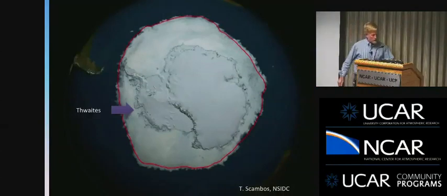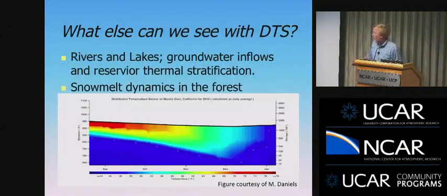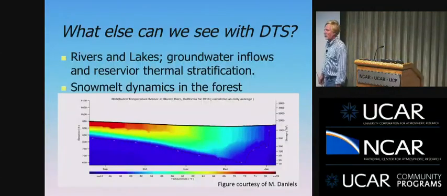So it's everybody's interest. What else can we see with distributed temperature sensing? Got a few minutes. We'll throw a few other things out to you just to be thinking about other things we can observe. We can do quite a bit in rivers and lakes. We can drop cables down into lakes. We can also measure temperature along rivers so that we can look at groundwater coming in and look at fish habitat, things like that, understand the temporal and seasonal dynamics of stream temperatures, and we can do some snowmelt dynamics in forest terrain.